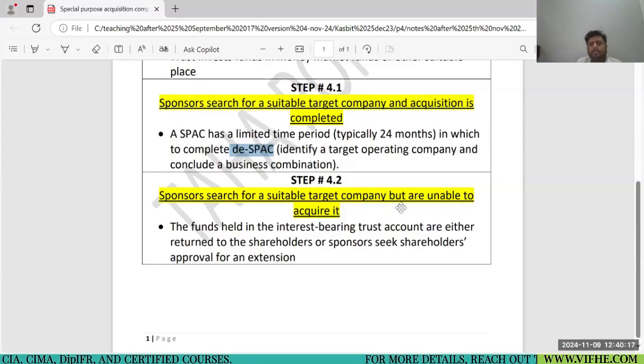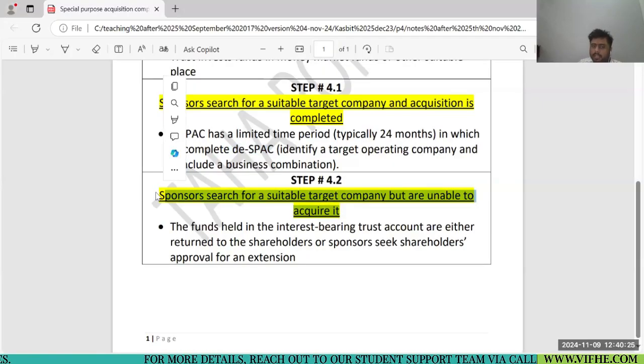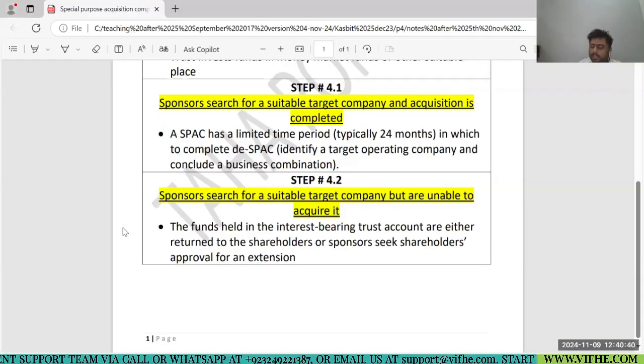Sponsors search for a suitable target company but are unable to acquire it. What if they search for some company, but due to some reason they are unable to acquire any target company? The funds held in the interest-bearing trust account are either returned to the shareholders or the sponsor seeks shareholders' approval for an extension. Again, I must say that this is a theoretical area, a new area.